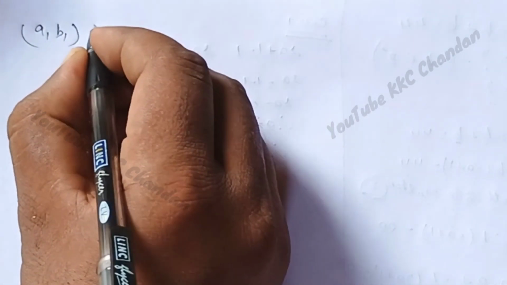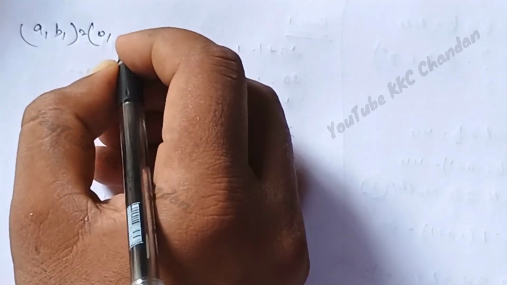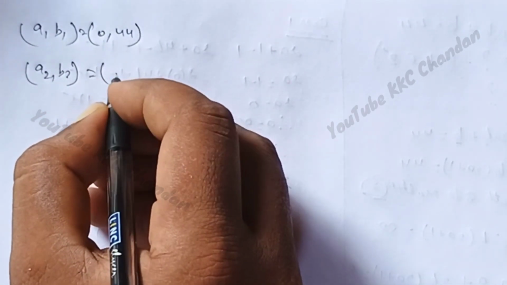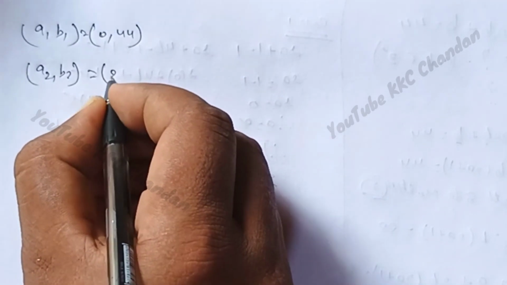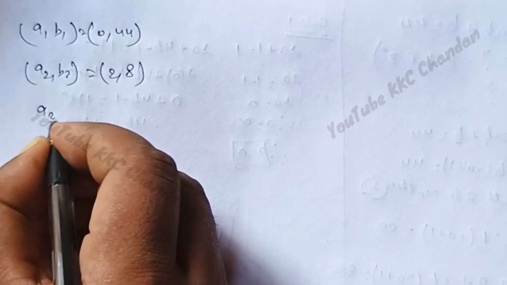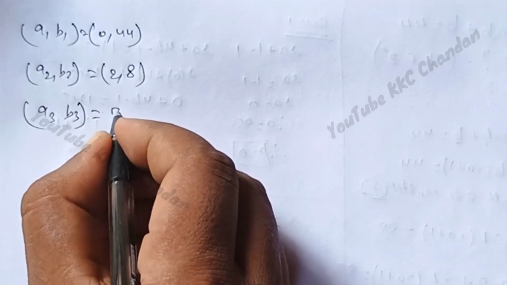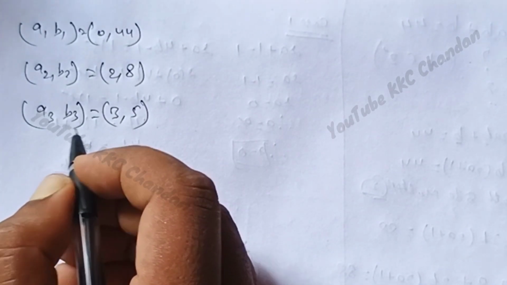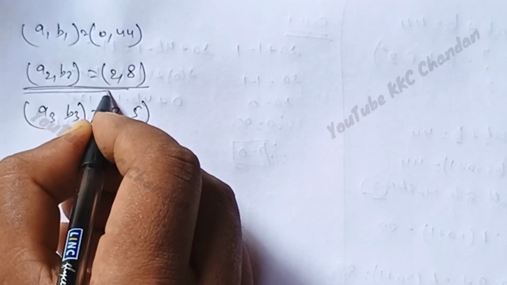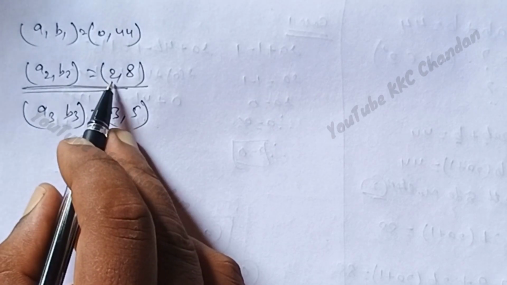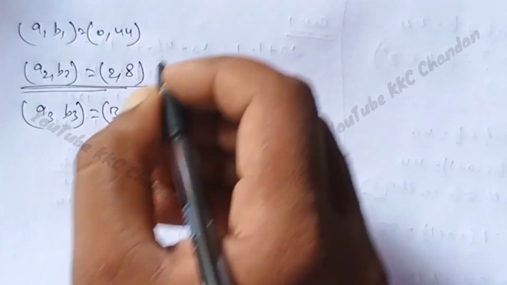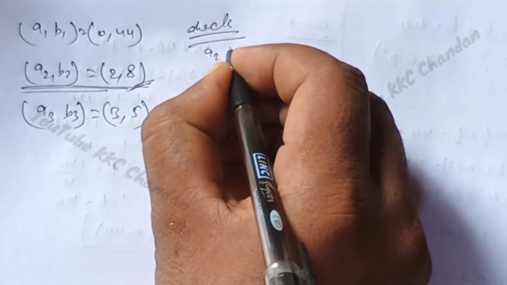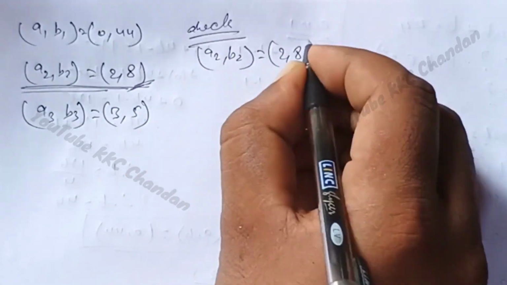The values for case 1 are 0, 44; for case 2 they are 2, 8; and for case 3 they are 3, 5. According to the question, only case 2 gives positive integers, 2 and 8. Let's check it: a2 b2 value is 2, 8.